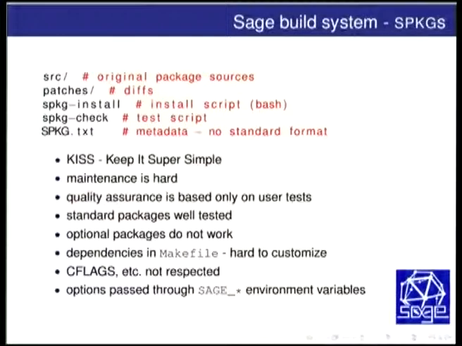So as I say, standard packages are very well tested because there are also a lot of users trying this out. But optional packages usually do not work because nobody ever built them anywhere. The dependencies for the packages are tracked in a makefile. If you want to add your own package or if you want to fix something, this is not very easy to do by yourself. You need to look through this mess.